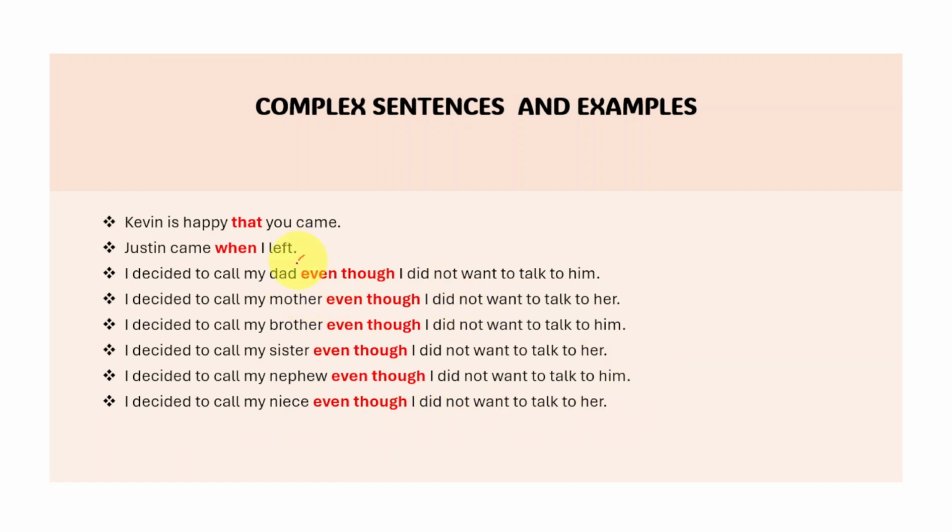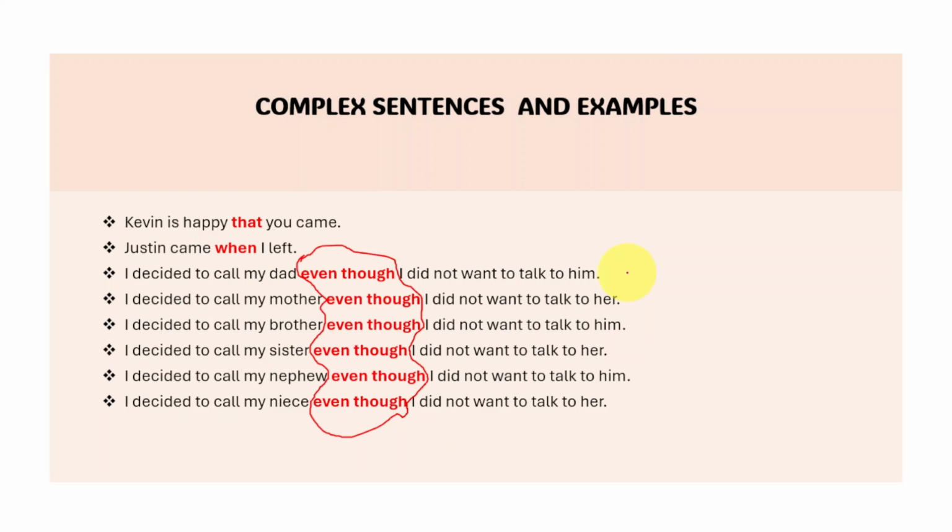So when you take a look, we have a lot of this. Why? These are the glue. These are the conjunctions. Okay? So they combine. If you take a look, we have like two sentences here. I decided not to call my dad. Period. I did not want to talk to him. In this case, I did not want to talk to him.